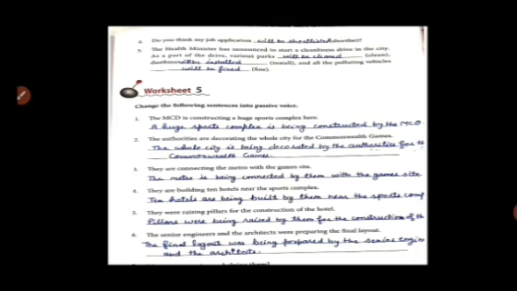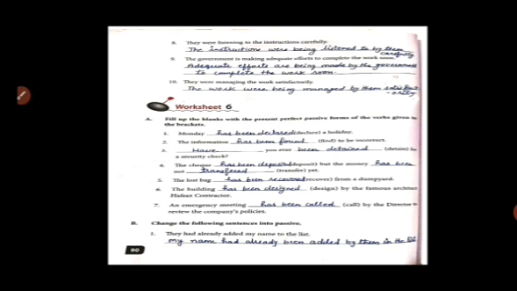The senior engineers and the architects were preparing the final layout. The final layout was being prepared by the senior engineers and the architects. They were listening to the instructions carefully. The instructions were being listened to by them carefully. The government is making adequate efforts to complete the work soon. Adequate efforts are being made by the government to complete the work soon.